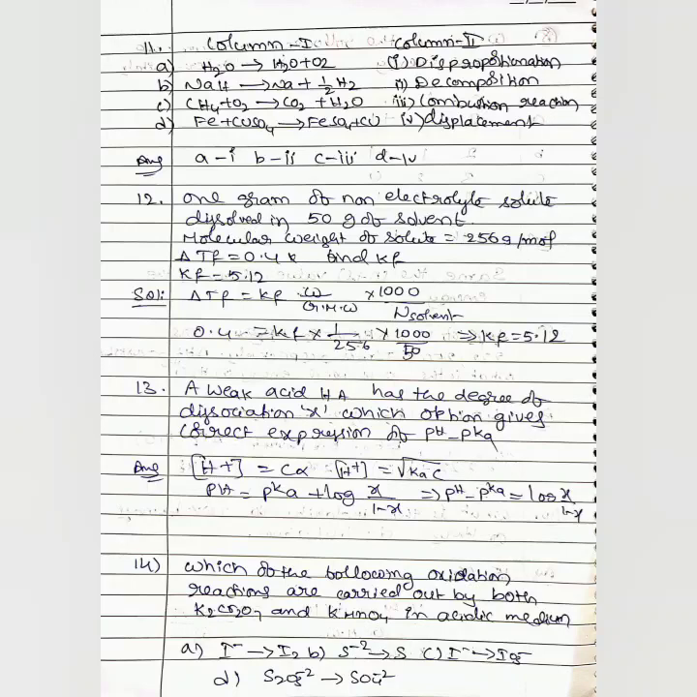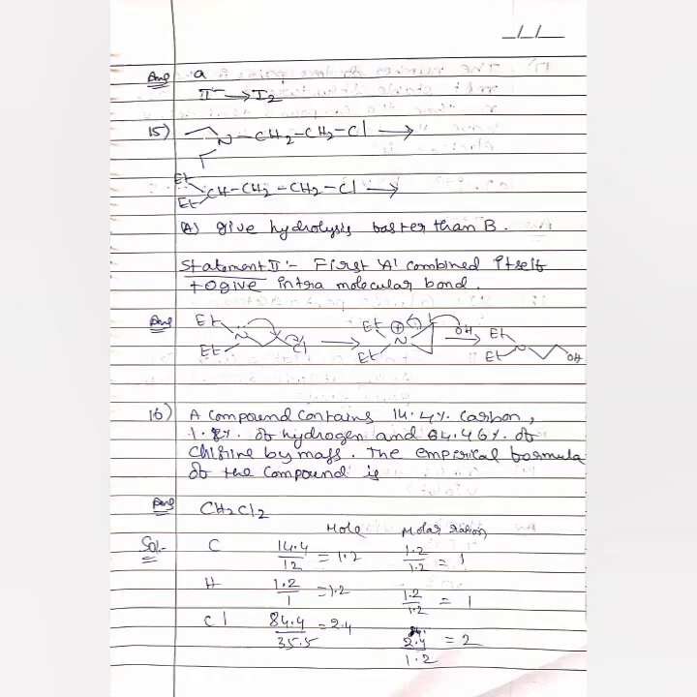The next one, a statement type question, where two structures are given. In the first statement they have said that the first one gives hydrolysis faster than B. Statement 2, the first compound A combines with itself to give an intramolecular bond. You can see the intramolecular bond here. So statement 2 is correct here.